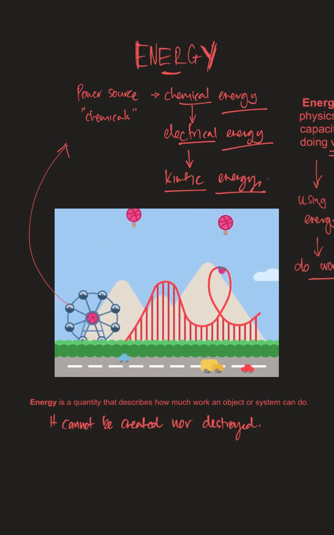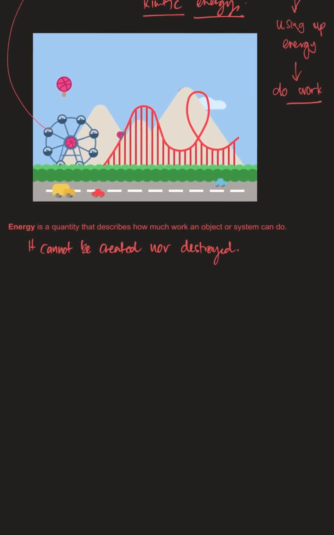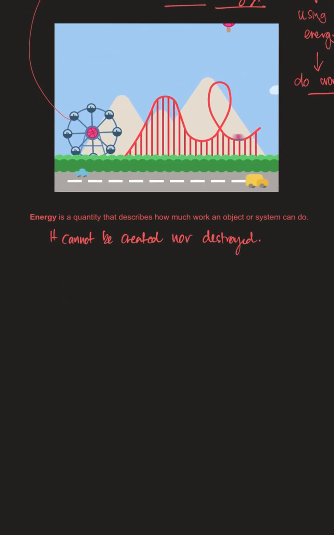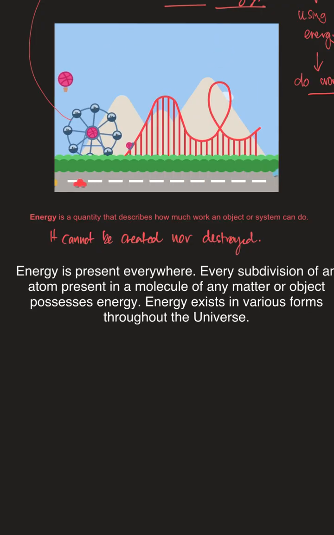In this section, we're going to be dealing with quite a bit of energy principles or ideas about energy and the different types of energy that we can get. For example, when we talk about energy, we know that energy is present everywhere. Every subdivision of an atom in a molecule of any matter or object possesses energy.